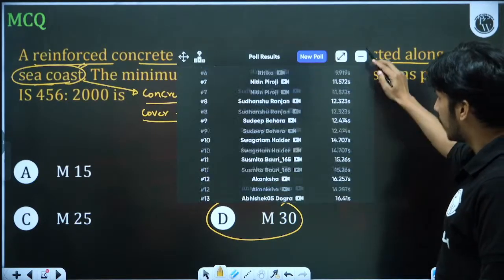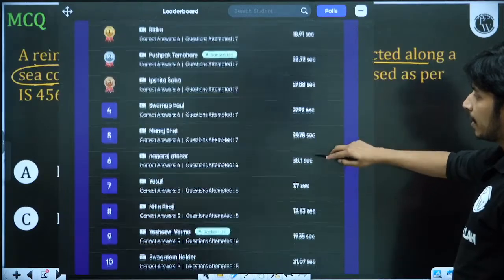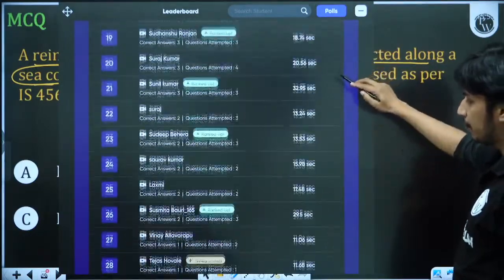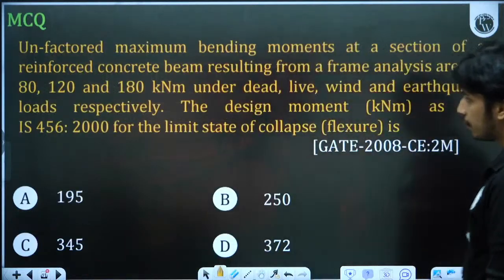Yes, a lot of students have given this answer. Now let's see the leaderboard. Ritika, Pushpak and Ipsita are the top 3, and up to 33 students have given the answer. Now let's move to the next question.